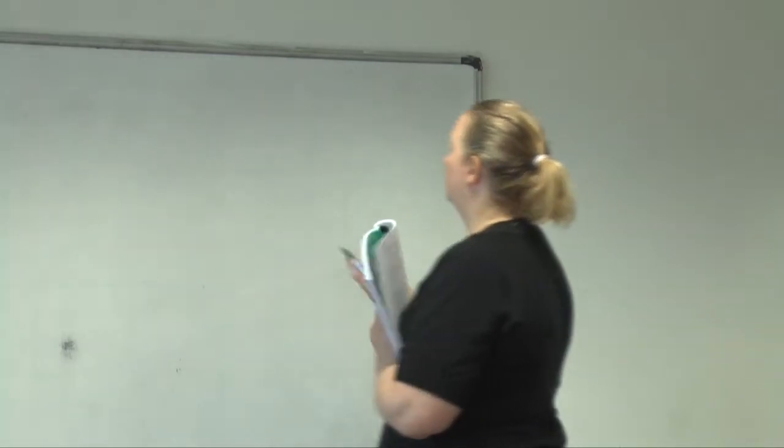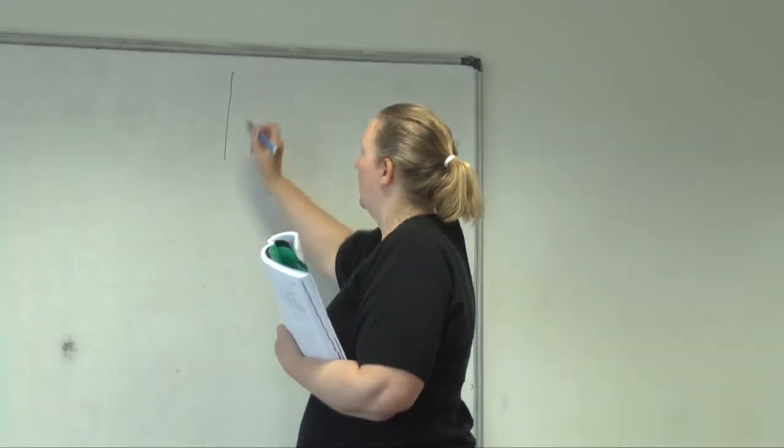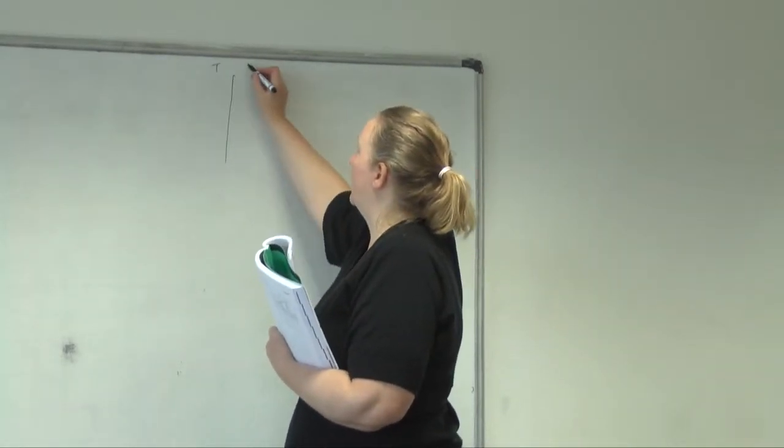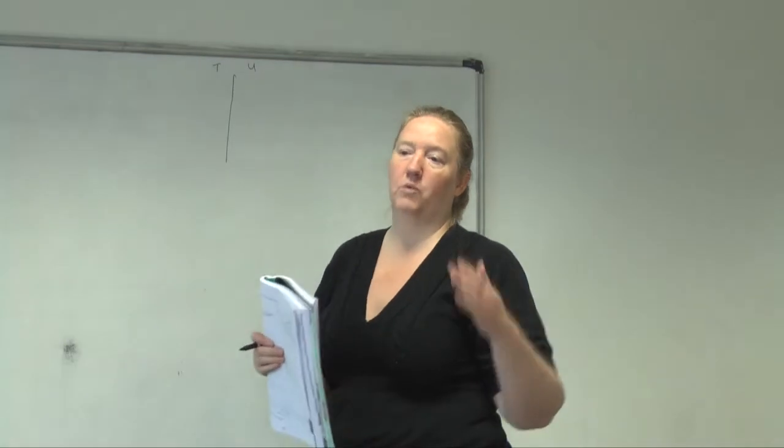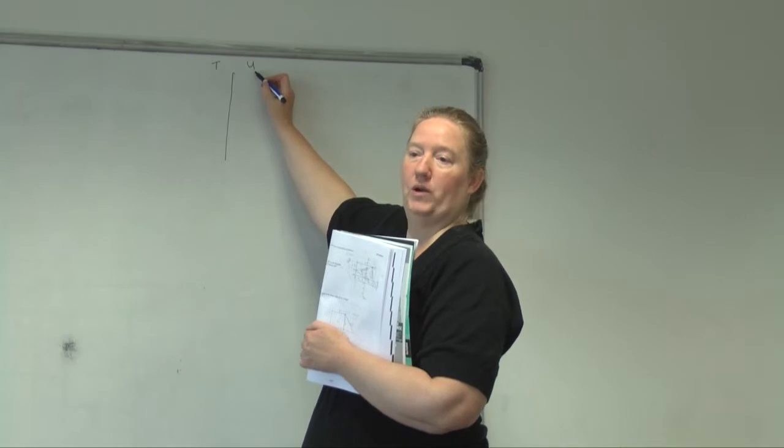You draw a line. You have your tens on this side and your units on this side. If you're asked, say, the measurements of ants, where it's like 1.7, then you'll have your units on that side and your decimals on the other side. Okay?